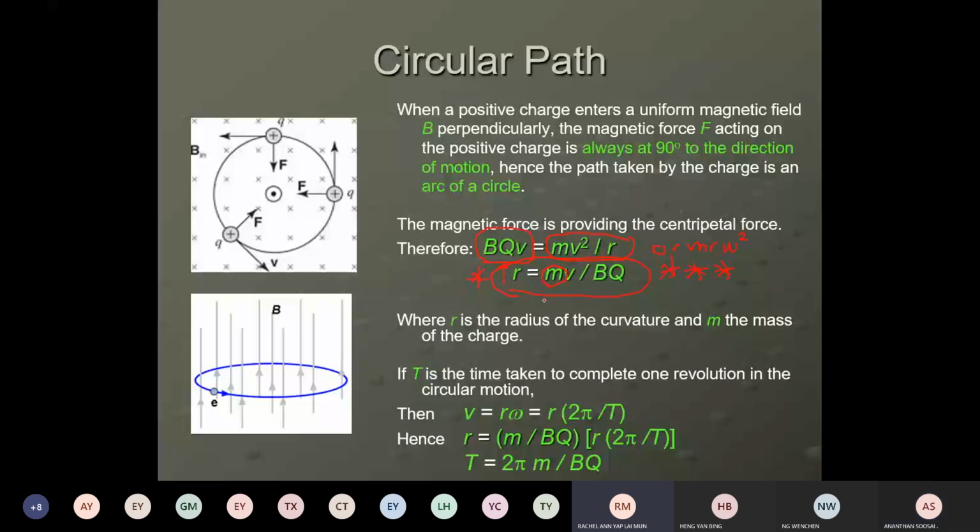Next, r is the radius of curvature and m is the mass of the charge. T is the time taken to complete one revolution of circular motion, so v equals r omega, where omega is 2 pi over T. You substitute v into this formula and you get the period formula. This is not that important. It's good to know, but you have to remember the first one. You can get all the equations just by remembering the first line, BQV equals mv squared over r. Then you can develop the others.